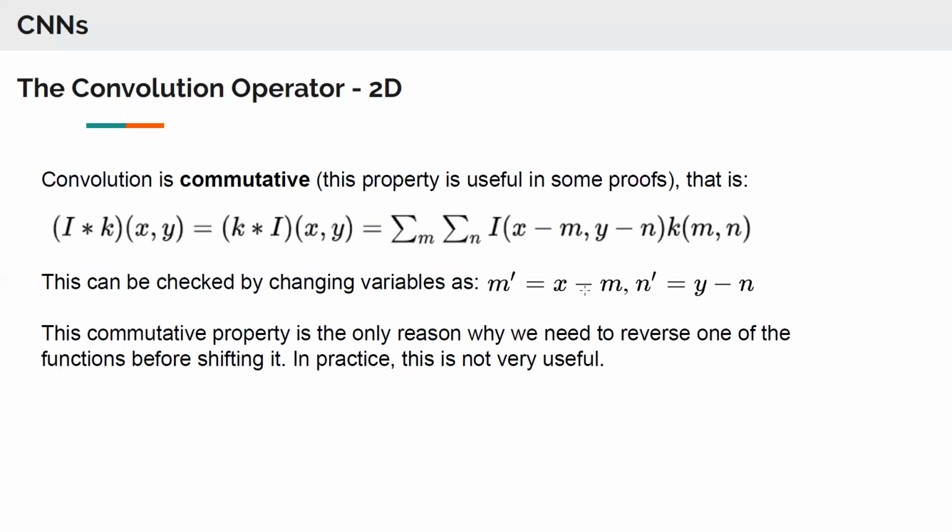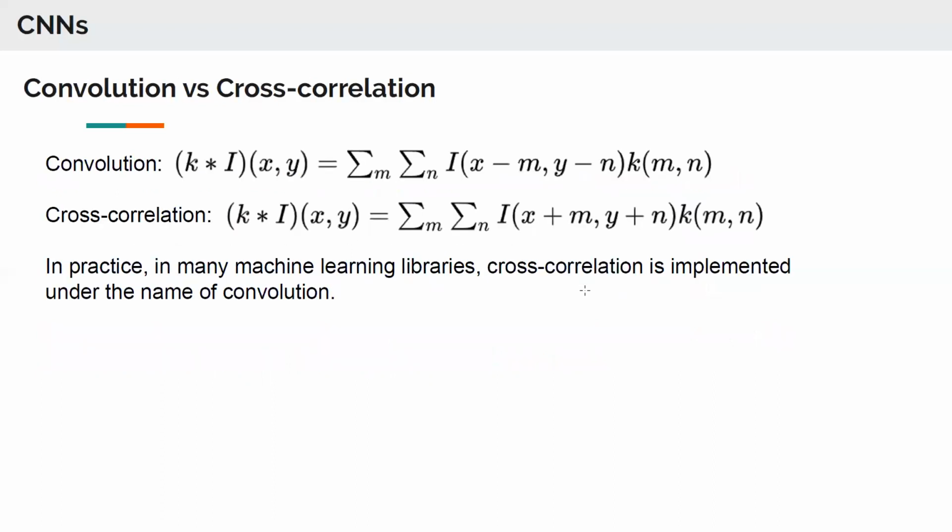Although this commutative property is quite useful in some theoretical proofs, in practice it doesn't turn out to be of any particular help. So whether we reverse one of the functions or not is not so important in practice. Therefore, we have this closely related operation called cross correlation, which is essentially the same as convolution, except that we don't have this reversal of one of the functions. In practice, either of these two functions can be used in a CNN, and you end up getting the same performance level.